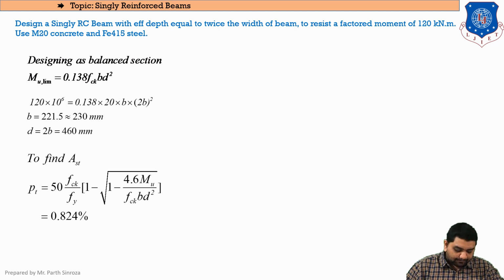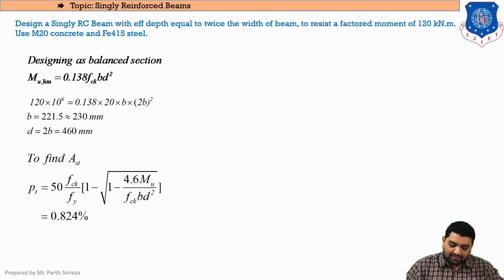So the equation of PT will be 50 FCK by Fy times 1 minus under root 1 minus 4.6 MU upon FCK BD square. MU will be this value, that is 120 into 10 raised to 6. So solving it, we are getting an answer of 0.824%. So this much percentage of steel is required to sustain this much amount of moment.